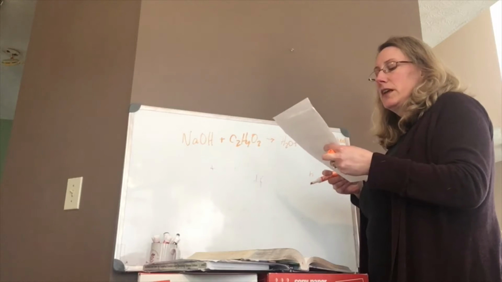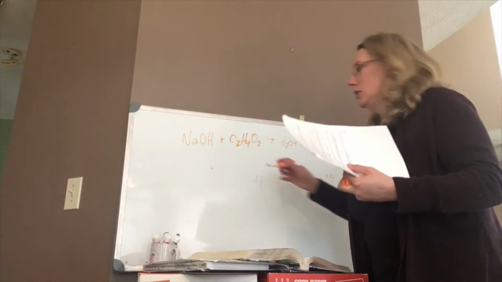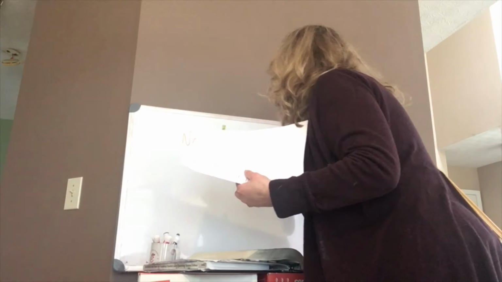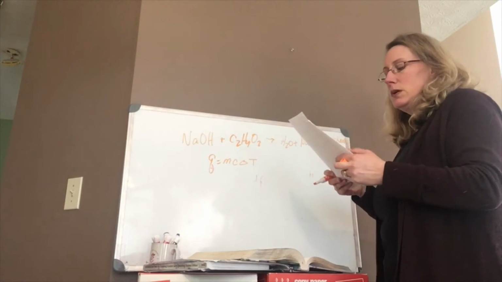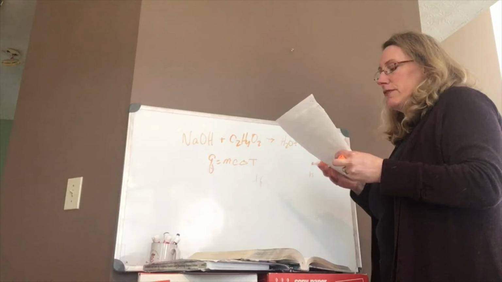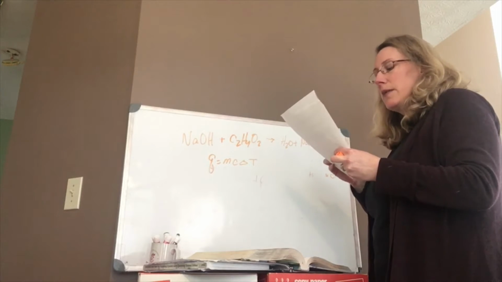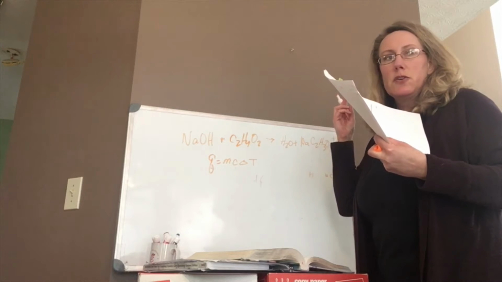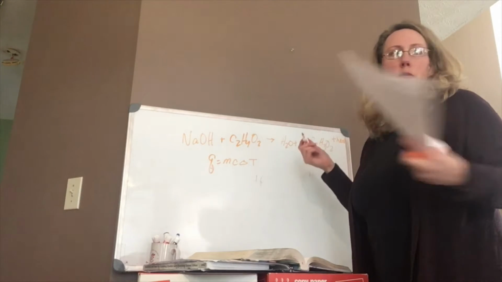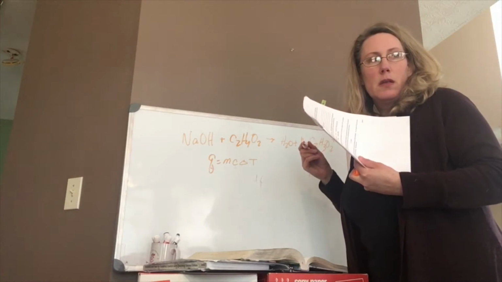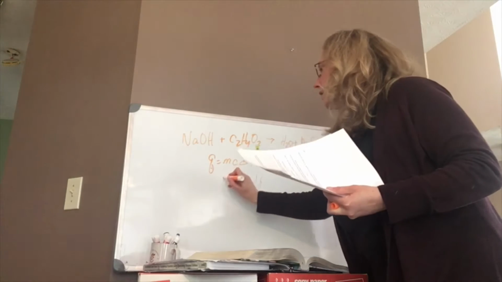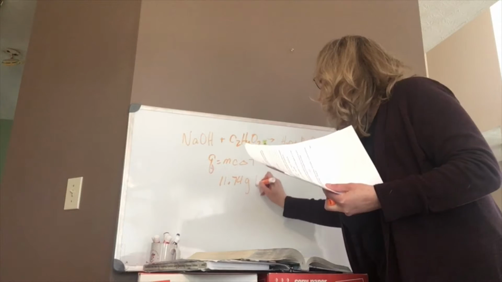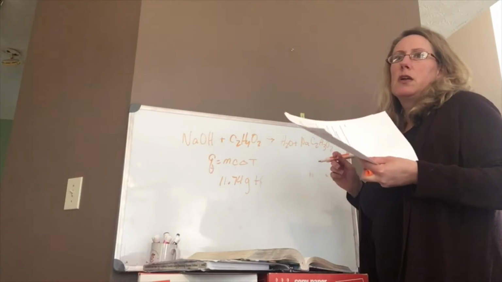So to find the delta H, we need to remember Q equals MC delta T. That's back from a chapter ago. So we are going to find the mass of the lye plus the mass of the vinegar. You need to know what your lye was and what your vinegar was. So what was your lye? It was 11.74 grams, plus what was the mass of your vinegar?